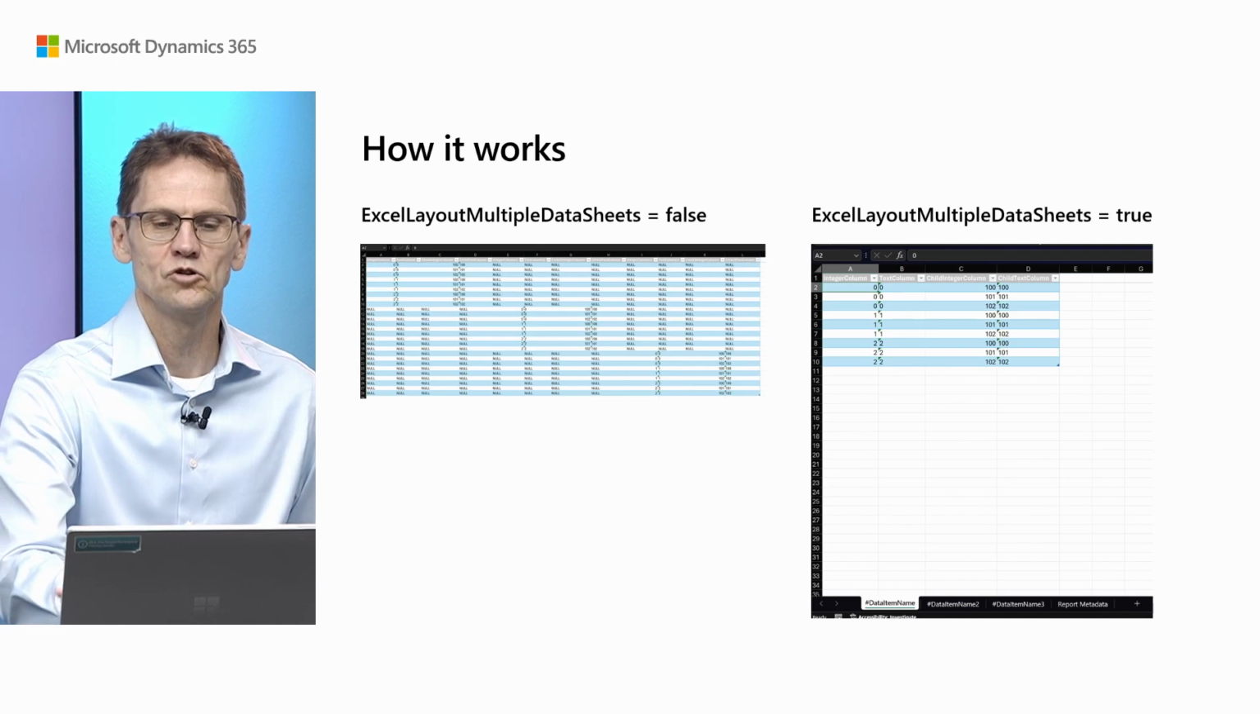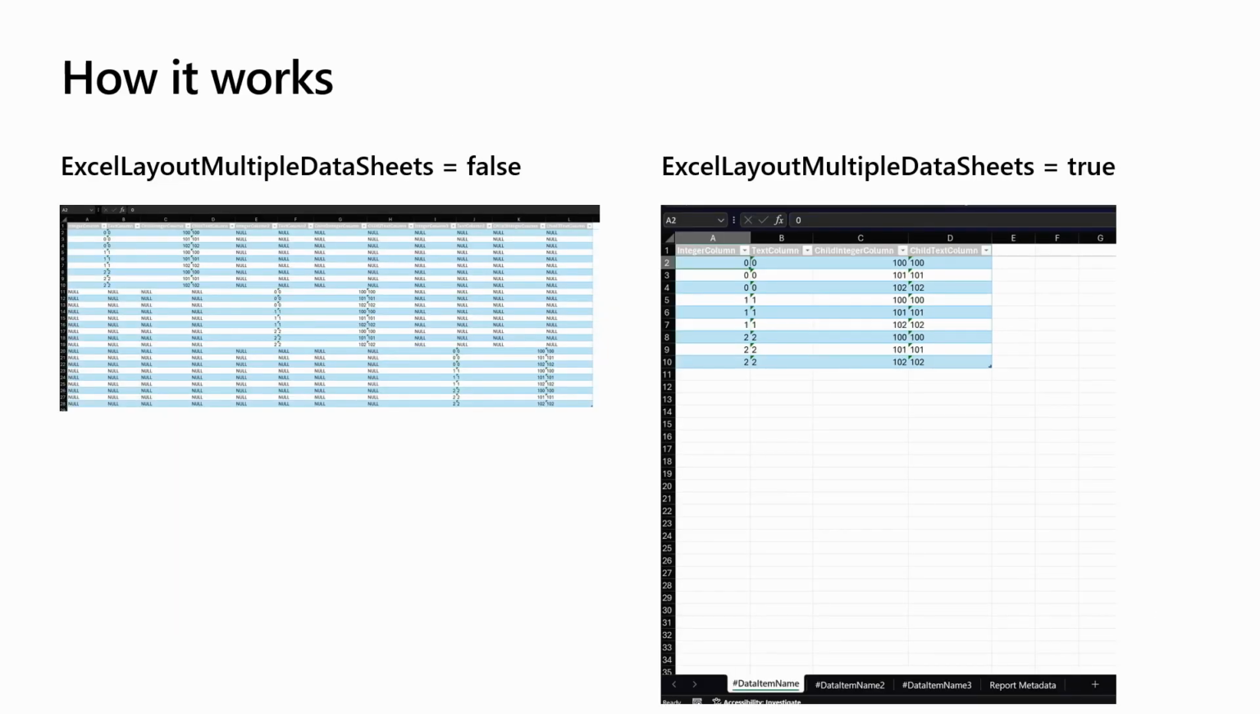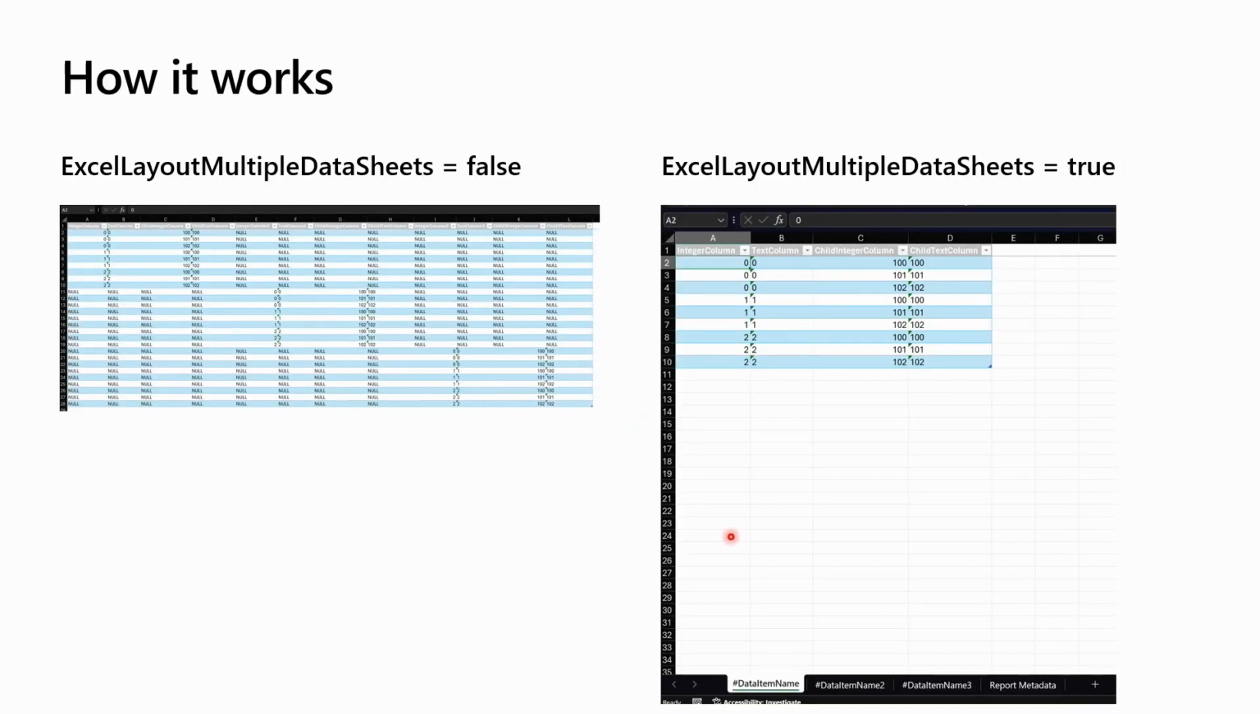If you look at the one to the left, you will actually see that the real data is down along the diagonal line, and the rest was filled out with other values, basically the null values, to make it a square data set, making the handling of this in Excel code quite cumbersome. But if you set the Excel layout multiple data sheets to true, then a sheet will be generated with the data item names instead of just having one square data set.